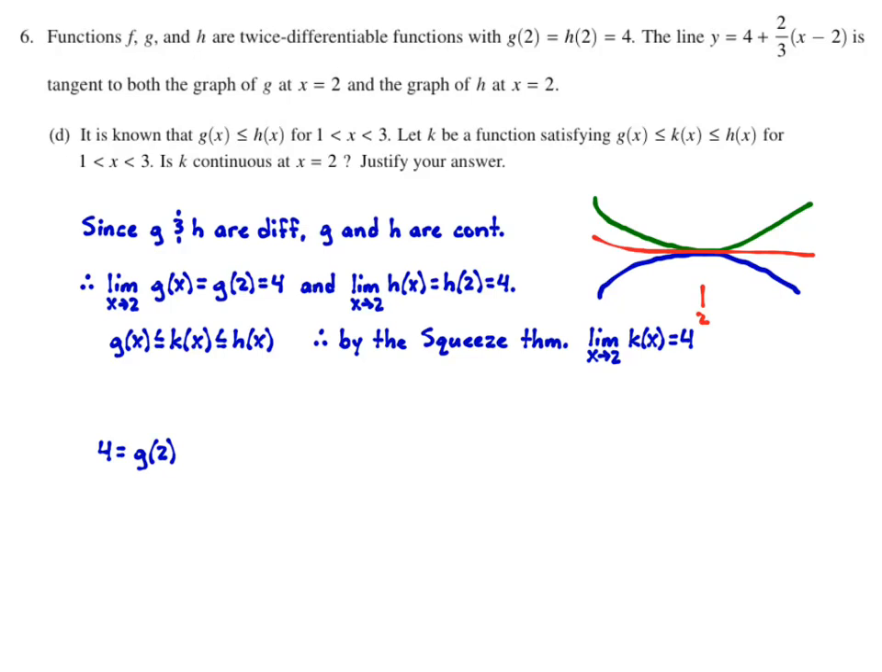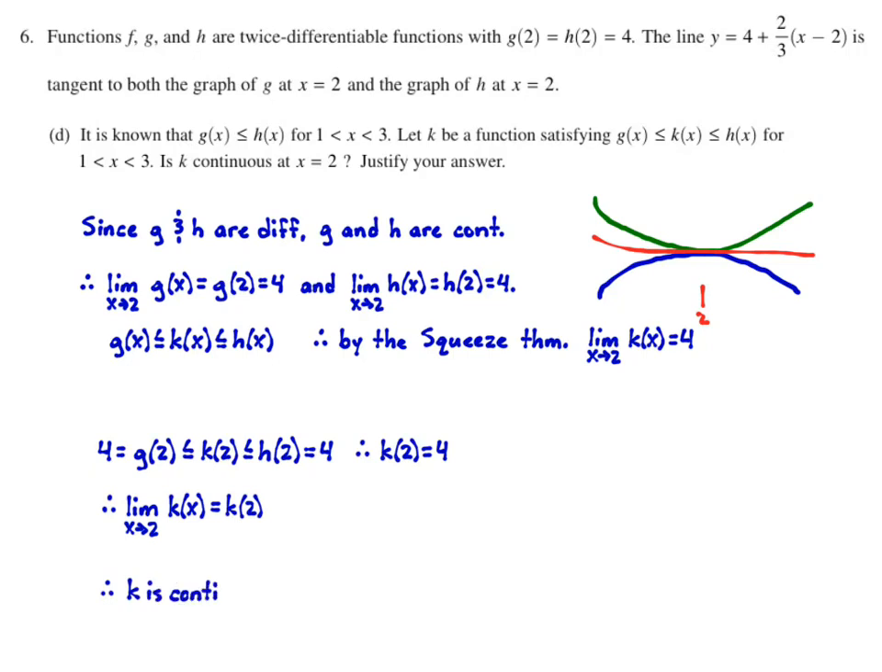And since 4 is equal to g of 2, and we know that that's less than or equal to k of 2, which is less than or equal to h of 2, according to the given statement, and h of 2 is 4, we can conclude that k of 2 will also be 4. Since the limit as x approaches 2 of k is 4, and k of 2 is 4, that implies that k is a continuous function at x equals 2. So that's kind of a wonky approach to talking about continuity at a point, but it's all derived from the squeeze theorem. In terms of points, you're going to get 1 point for your answer with your justification.